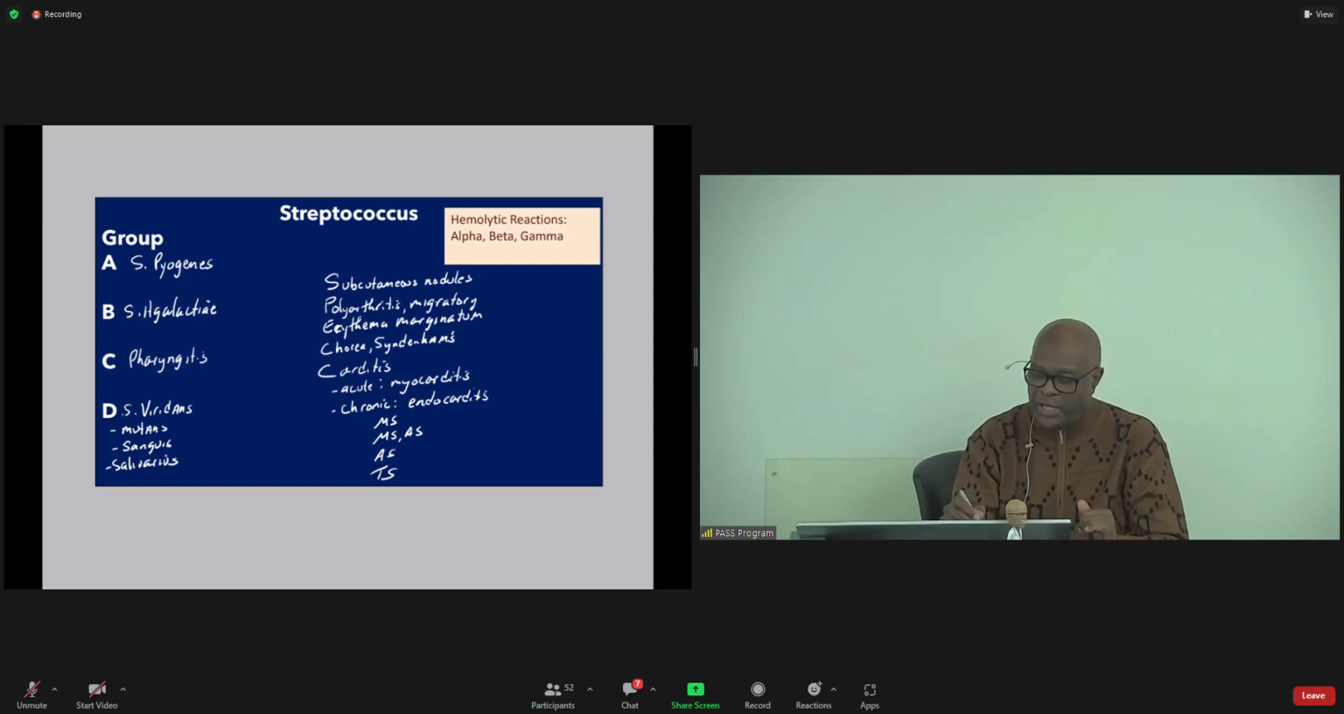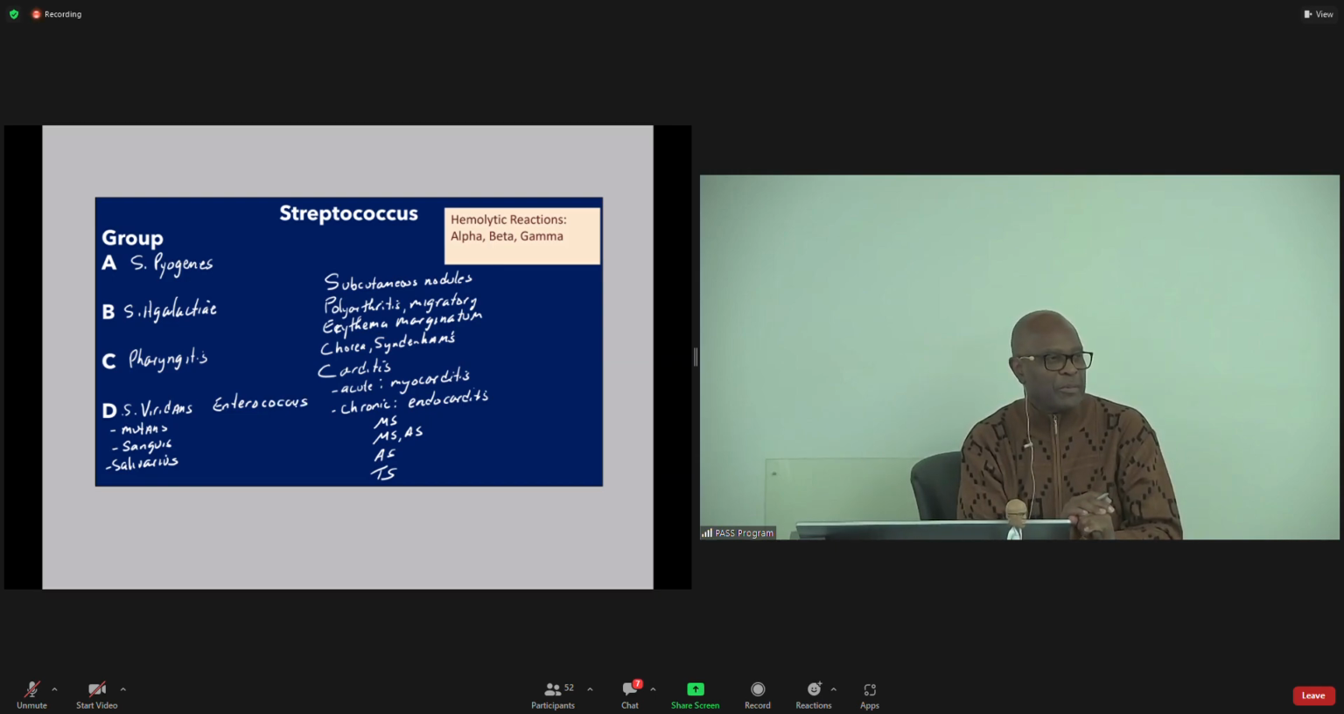Next one here is Enterococcus. Enterococcus attacks hospitalized patients and immunocompromised. Otherwise, normal people don't get this. And there's faecalis and faecium. In other words, he just likes to play around your poop. That's it.